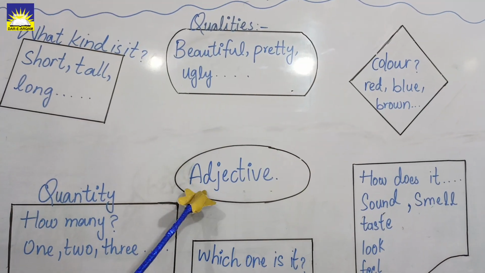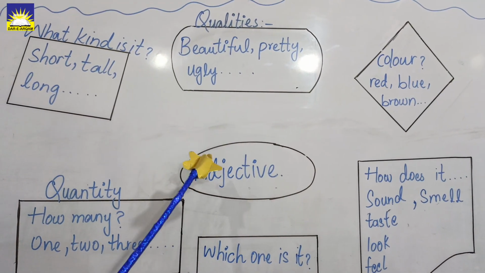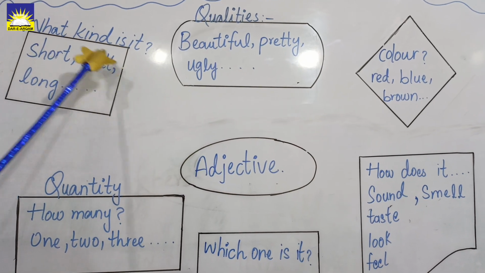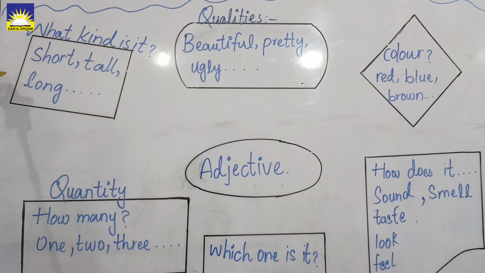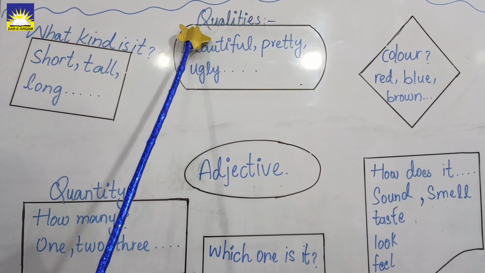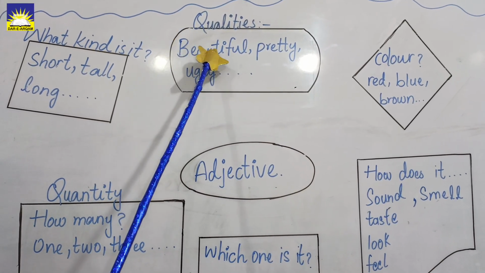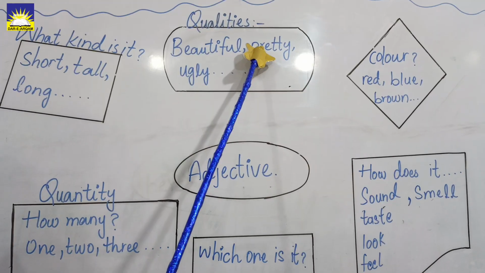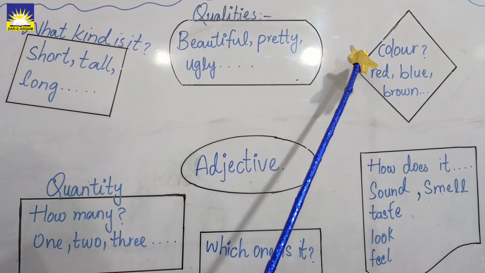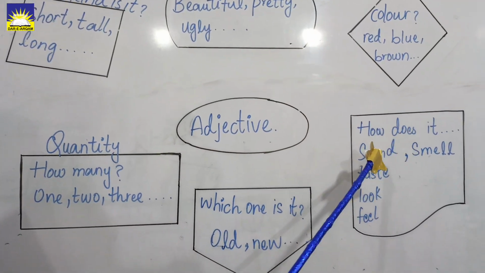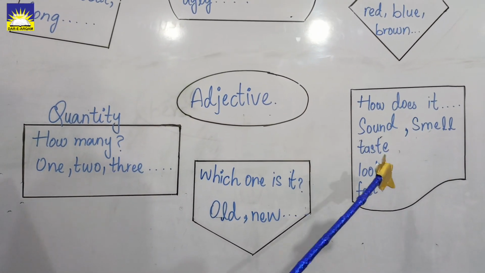What are adjectives? Adjective describes a noun. For example, what kind is it? For example, short, tall, long. Ali is a tall guy. Okay. Similarly, it describes qualities of a noun also. I have a beautiful rose, or Amina has a pretty doll. Color, it describes color as well. For example, colors of any object. Similarly, how does it sound, smell, taste, look, feel?